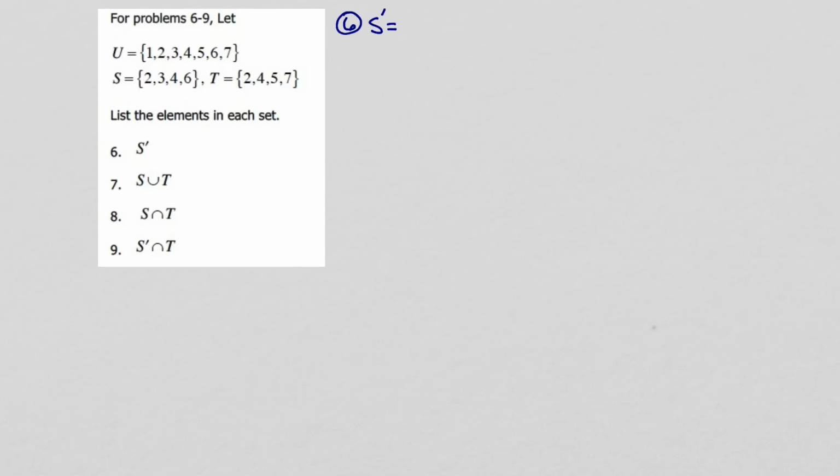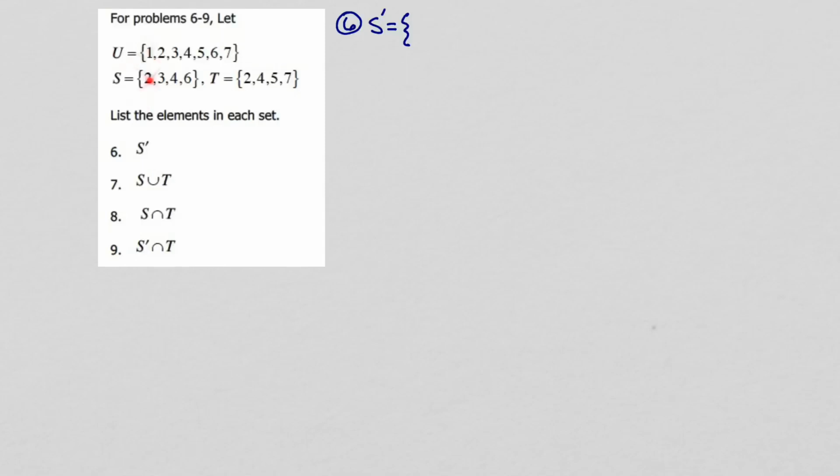Problem 6 asks us to find the set S prime. So let's write our set braces here. And S prime is the complement of S. That's everything in the universe that is not in S. So what we're going to write here is everything that's in U but not in S, right? What is outside of S? Here's our universe. So what's outside?